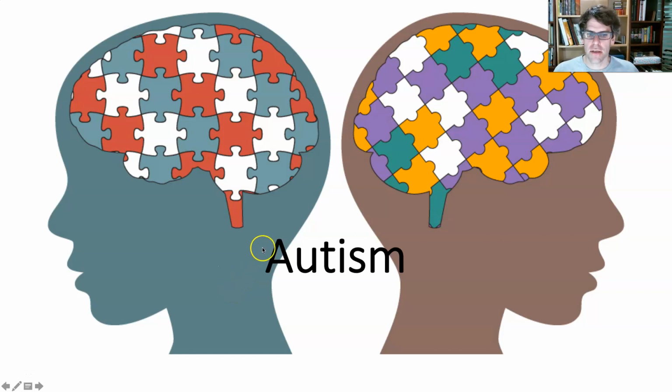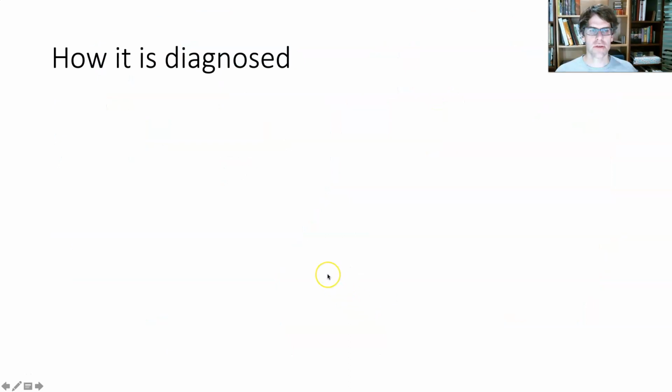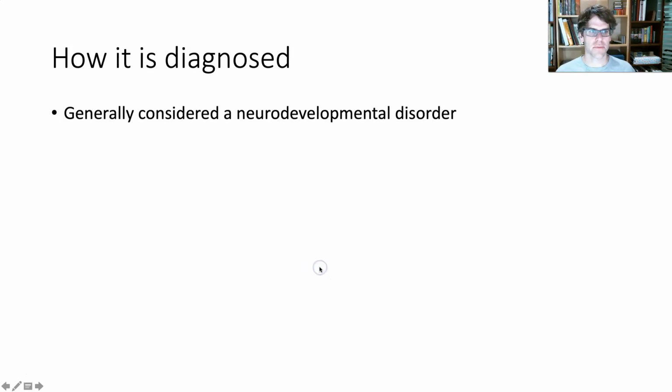Welcome back, and today we're going to talk about autism, the neuroscience of autism. So, hopefully we have a general idea of what autism is. It's a sort of social disorder that has a bunch of different hallmarks. So how do we diagnose autism?